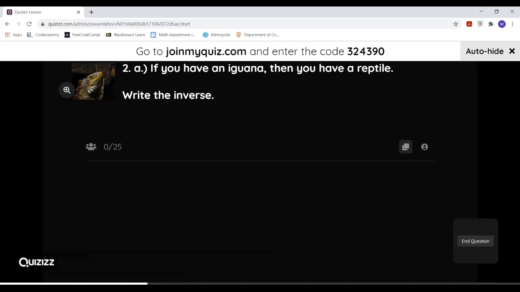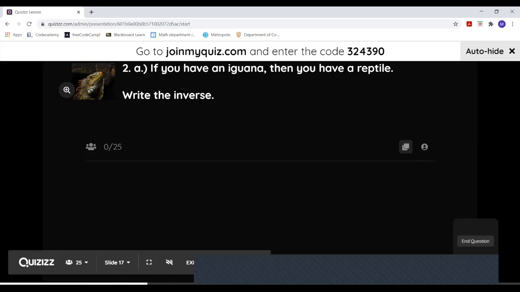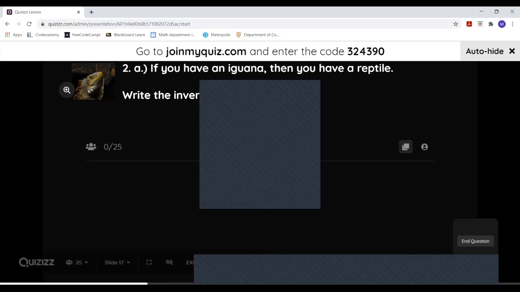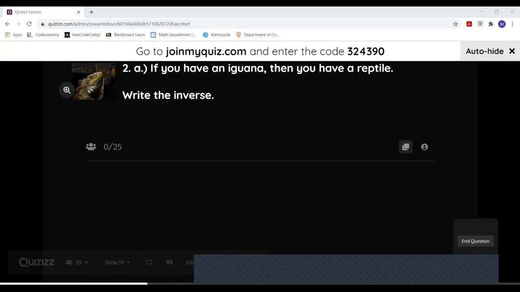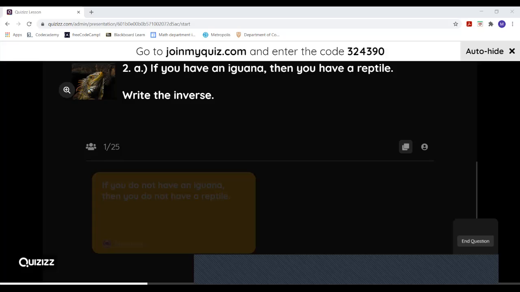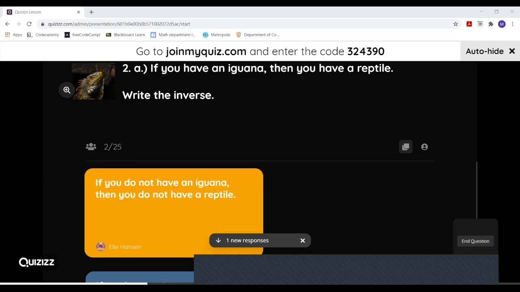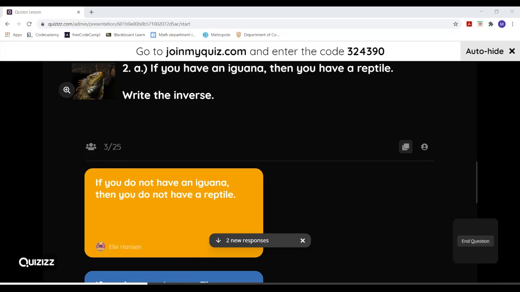So if I want to invert a phrase, if you have an iguana, what do you think I mean by inverting it? Does that make sense? Turn it inside out. Yeah, so if I have an iguana and I wanted to invert it, it would be like if I don't have an iguana, right? So if I don't have an iguana, then I invert the other one too.